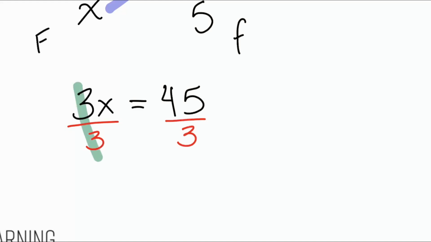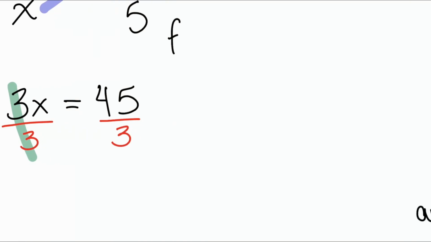We're going to cancel out the 3 on the left side, and we'll do 45 divided by 3. If you don't know that that's 15 off the top of your head, no worries. I'm not going to blame you. We're going to go ahead and divide into the 45 by 3.